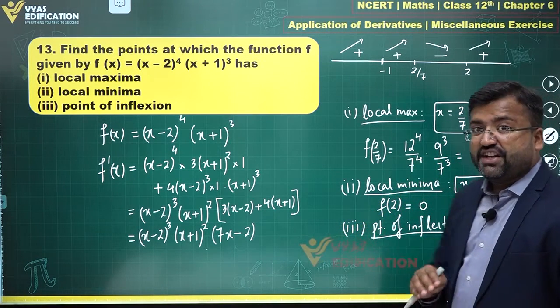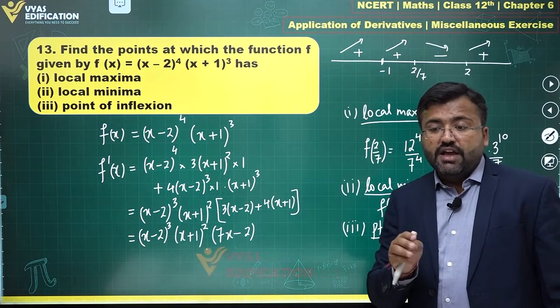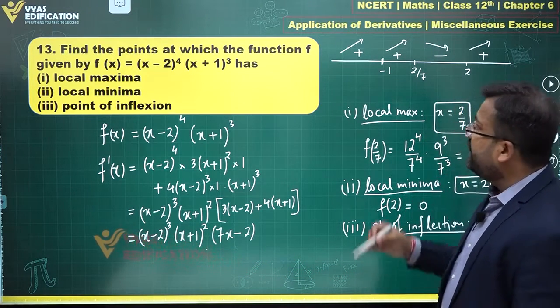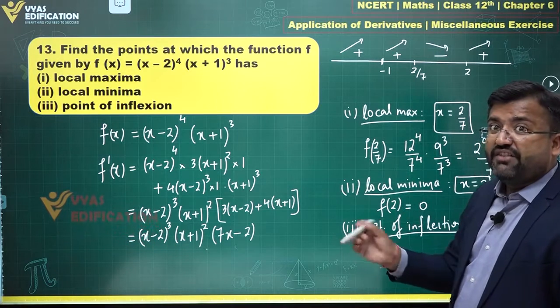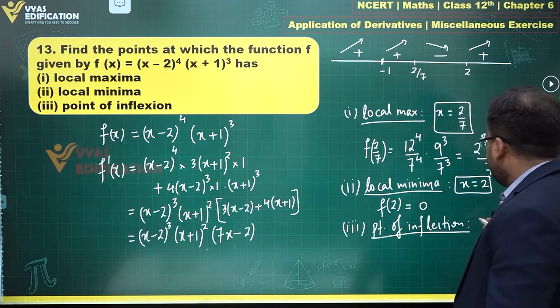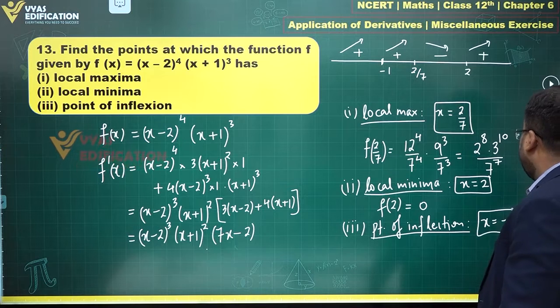Point of inflection says that the derivative equals 0 at that point, but the derivative will not change sign at that point. The derivative will be positive on both sides, or negative on both sides. So yes, x equals minus 1 is the point of inflection.